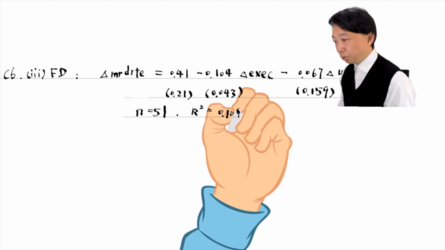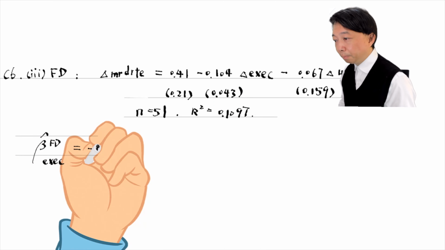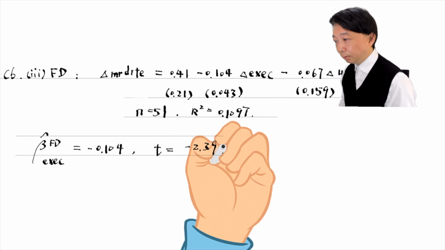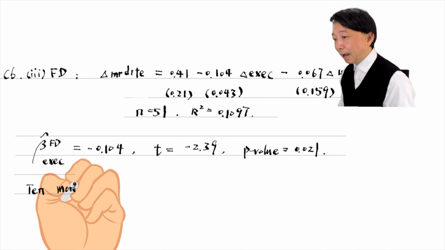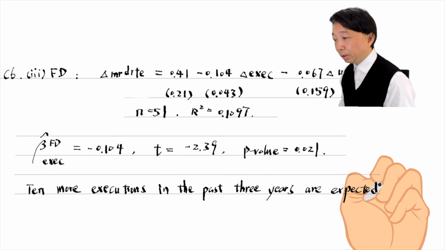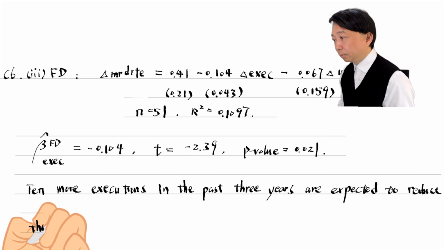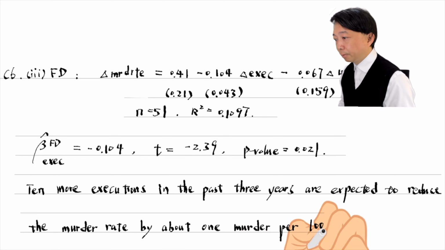One more execution in the past 3 years is estimated to lower the murder rate by 0.1. In other words, 10 more executions are estimated to reduce the murder rate by about 1 murder per 100,000 people. The capital punishment has a deterrent effect.